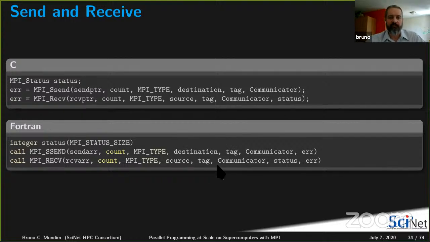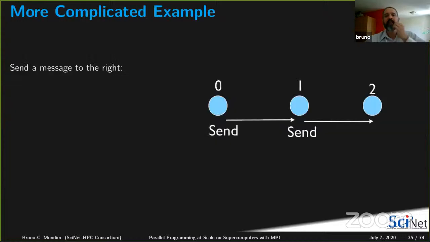The same idea applies for Fortran, but the only change is that the functions in C return the error code, while in Fortran, the error code is returned as an argument of the subroutine. Okay, so let's take a look at a more complicated example. What's the time? 1:30. I might have to speed up a little bit on the collectives later, but let's look at one example now.